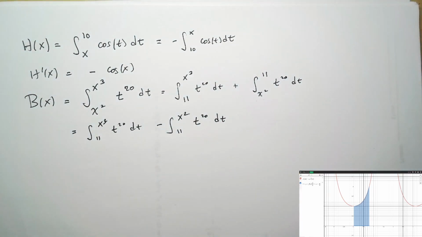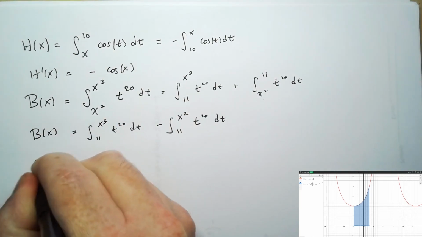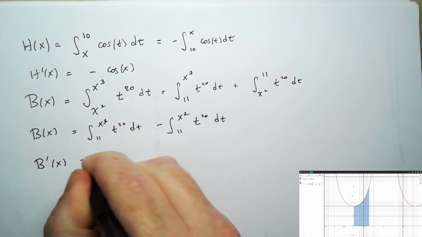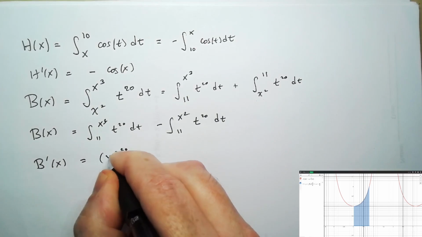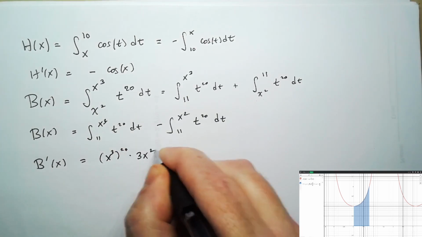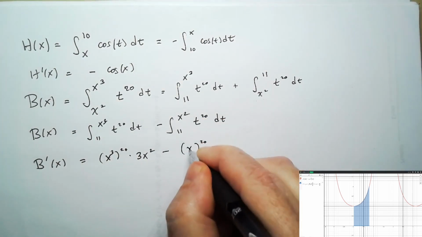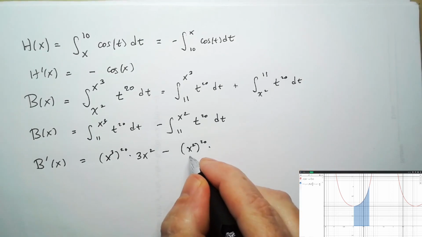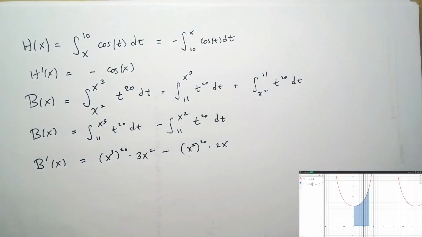And I could apply the first part of the fundamental theorem of calculus together with the chain rule to find the derivative of this b of x function. So this would be the 20th power function with an x cubed in here times the derivative of this inside part, 3x squared, minus the 20th power function with an x squared in here times the derivative of the inside part, 2x. We could simplify this if we want, but that will be our answer.